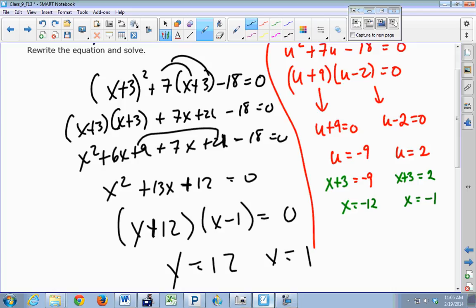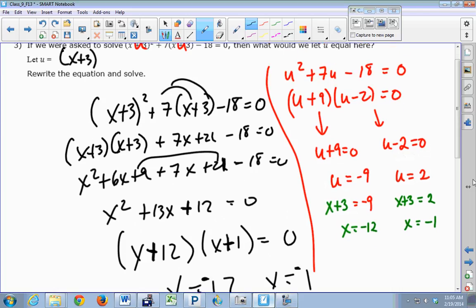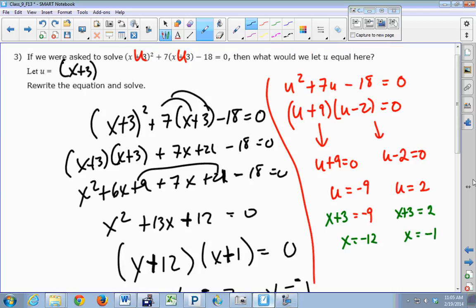So this should have been a plus, this should have been a plus, and therefore my answers would have been both negative. They've got to be the same answers. I'm solving the same equation. So that's u substitution. Okay.